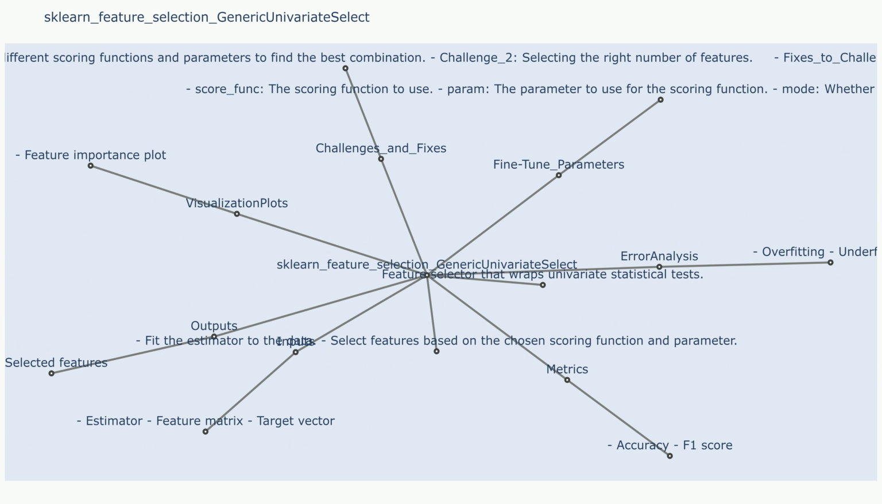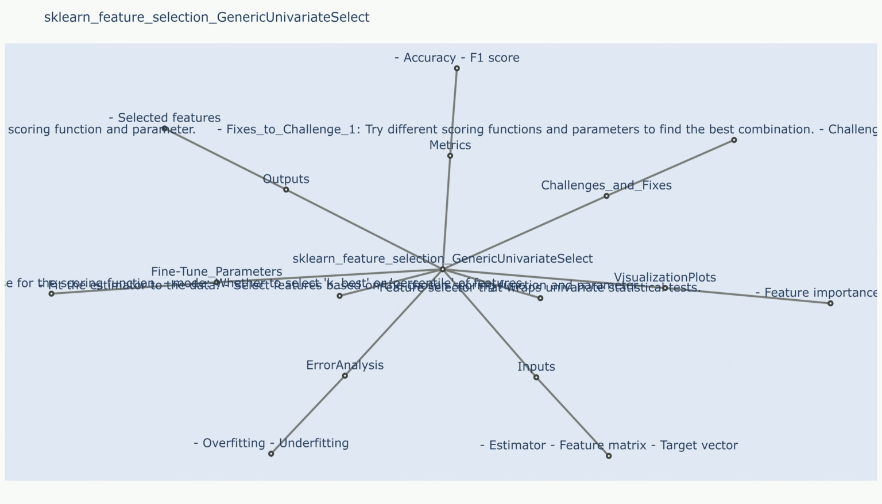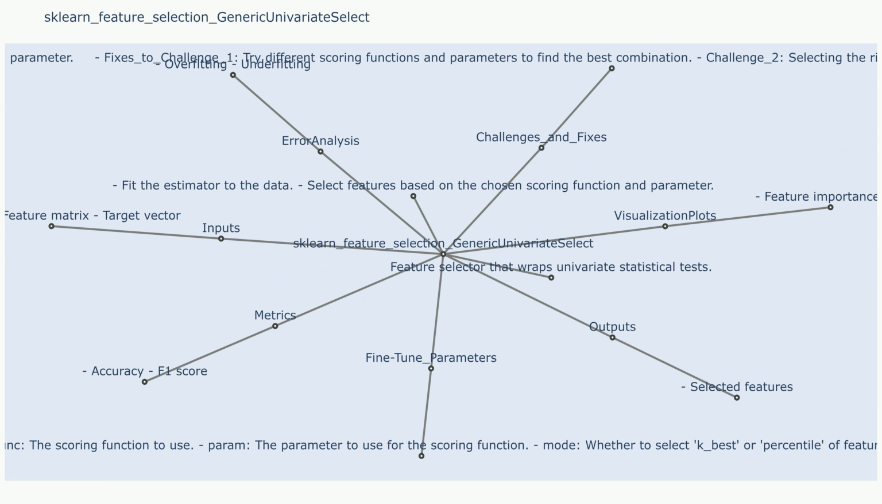Metrics. F-score, a common metric for evaluating feature selection. Accuracy, the percentage of correctly classified instances. Visualization plots. Feature importance plot. This plot shows the importance of each feature based on the scores. Correlation matrix. This plot visualizes the correlations between features, helping identify features that may be redundant.